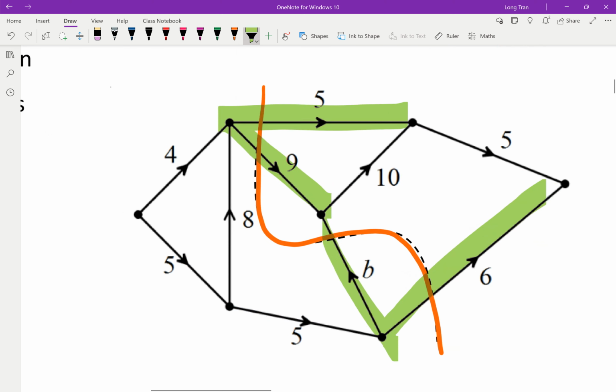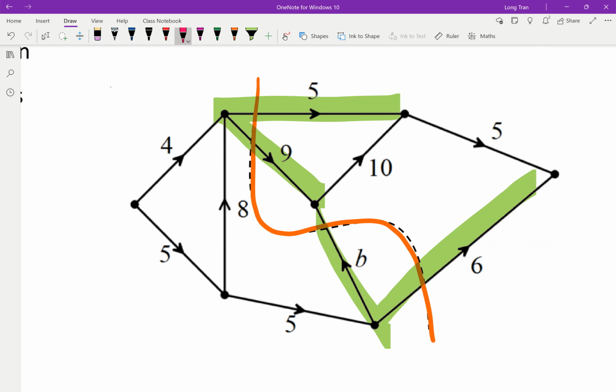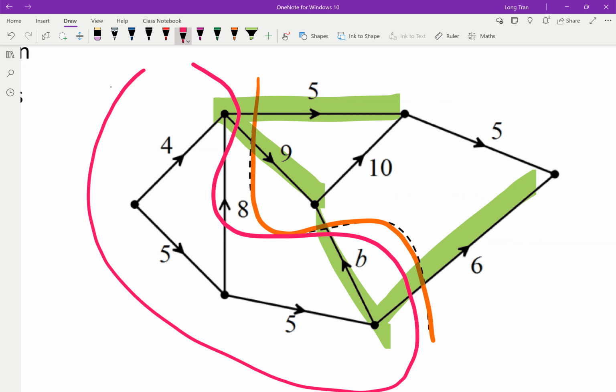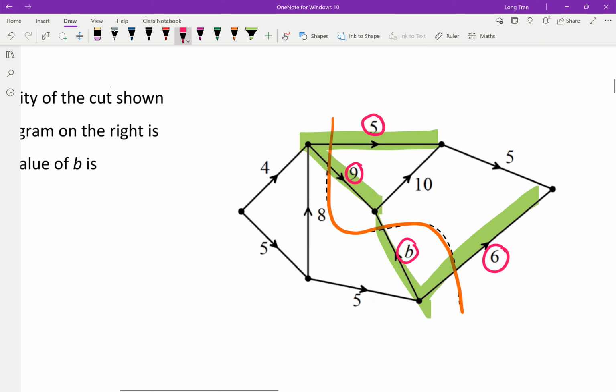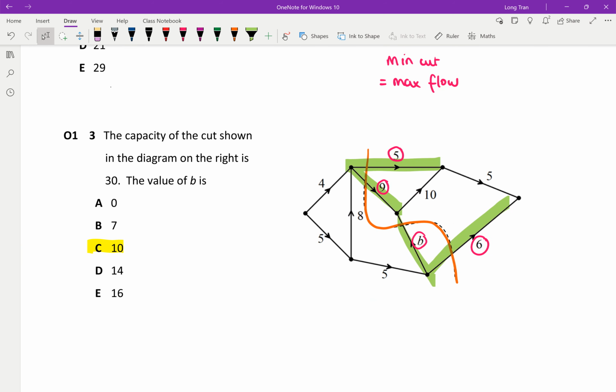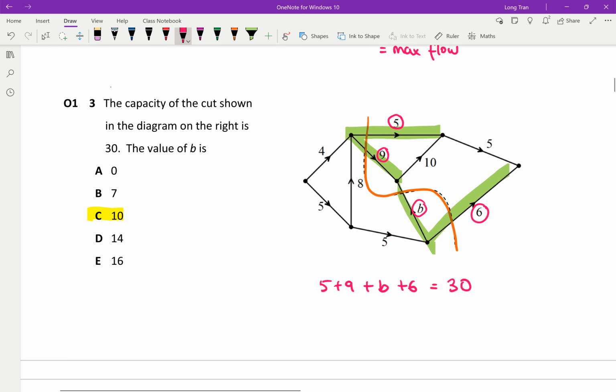All right, so the ones that we will include, anything that is from the source, so from this side onwards, essentially anything on this side. So we'll look at the arrows, so 5 is definitely included, 9 will be included, B will be included, and 6 will be included. So they're all included. They tell you that the capacity of the cut to the right is 30. Find the value of B. So that means 5 plus 9 plus B plus 6 has to equal 30.